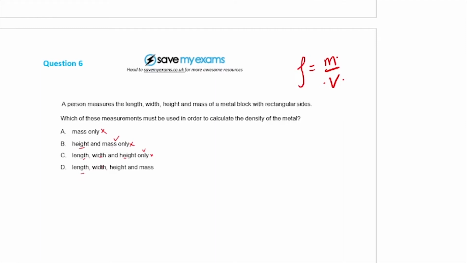Then here we have length, width, height, and mass. Length, width, and height will help us find the volume. Then plus the mass, we plug into this and we are able to get the density. Our answer here is D.